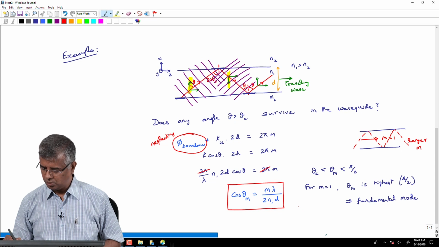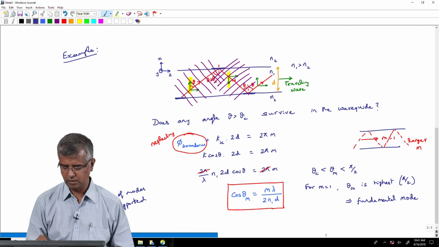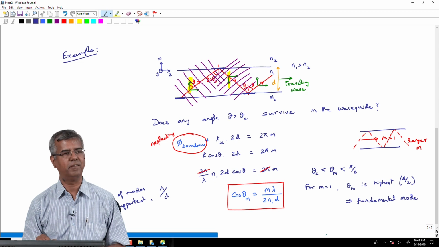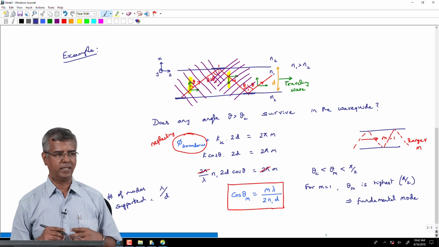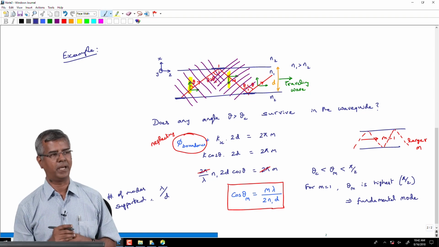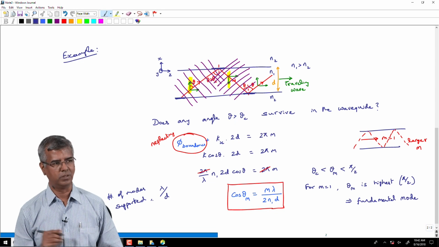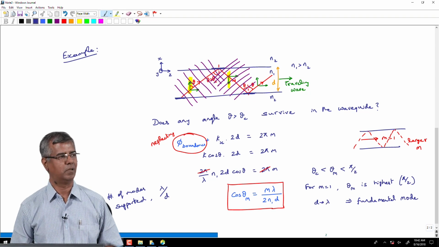a little more detail. So, the number of modes supported, what do you think it depends on? It depends on this lambda over d value, right. So, you will find that if d approaches lambda, okay, only one value of theta m can be satisfied, and you will have only the fundamental mode propagating. So, you will find that as d approaches lambda, you will have only the fundamental mode.